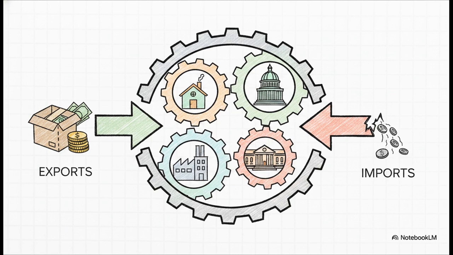The domestic factors, consumption, investment, and government spending, create our baseline. But exports, X, well, they act as a massive injection. That is brand new money from abroad pumping straight into our circular flow of income. Meanwhile, imports, M, act as a leakage, where domestic money escapes across our borders to pay for foreign goods. Together, this constant tug of war between injections and leakages dictates our entire macroeconomic reality.